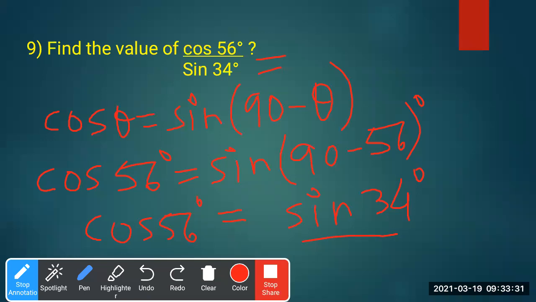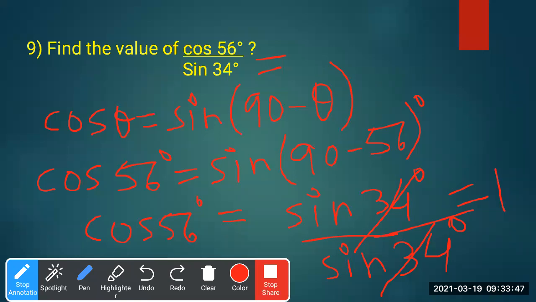So what will you get? Cos 56, the value is what? Sin 34 upon sin 34. Okay, sin 34 degree upon sin 34, and this will get cancelled. It will be what? 1.